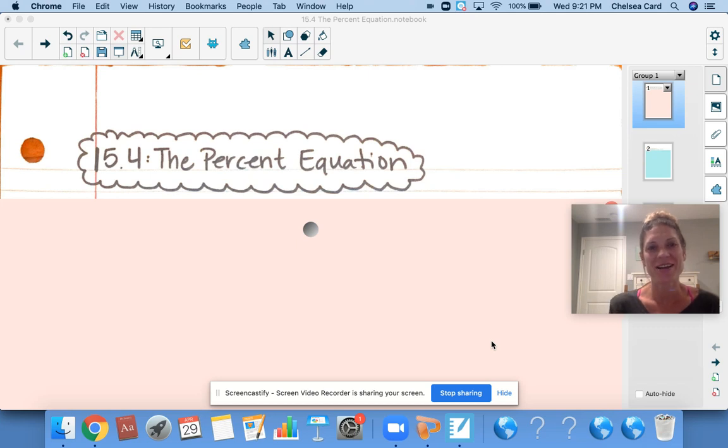Hi guys. So tonight we're going to be looking, well, you'll see this tomorrow, it's starting for me. Today you are going to be looking at the fourth section in our percentages unit of study. And today we're going to be looking at the percent equation.